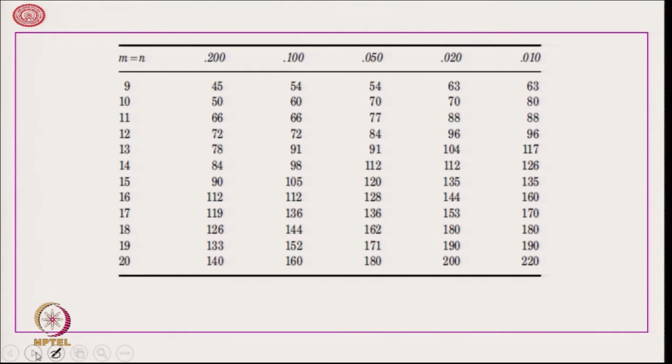Say, for example, when m is equal to n, then for 9 to 20 the critical values are given for alpha equal to 0.2, 0.1, 0.05, 0.02 and 0.01. So, what does it mean? Let us consider m equal to n equal to 9, and let us look at the 5% level of significance. So, the value given is 54.